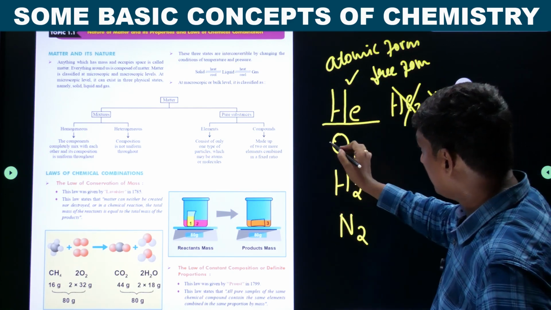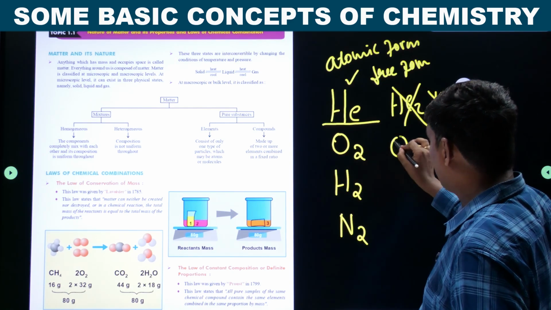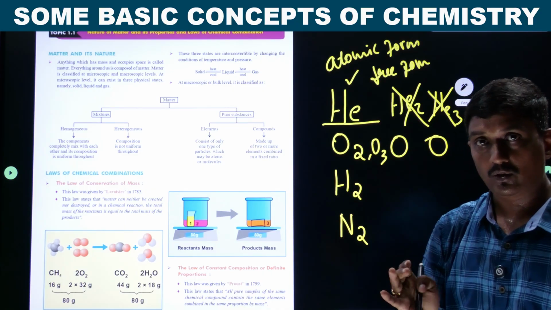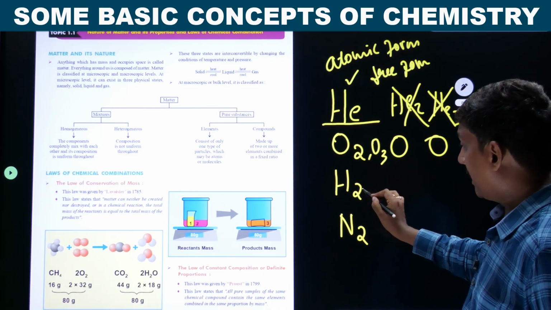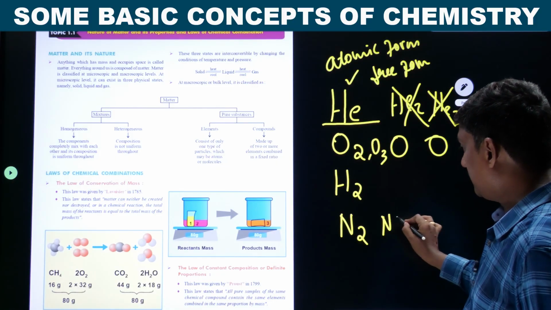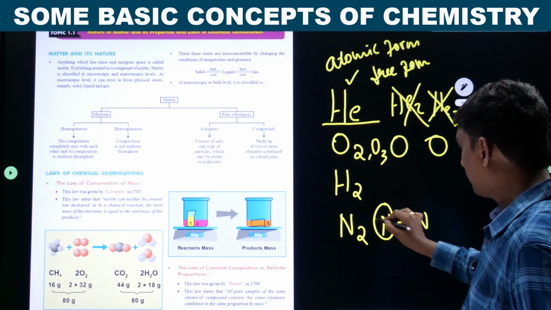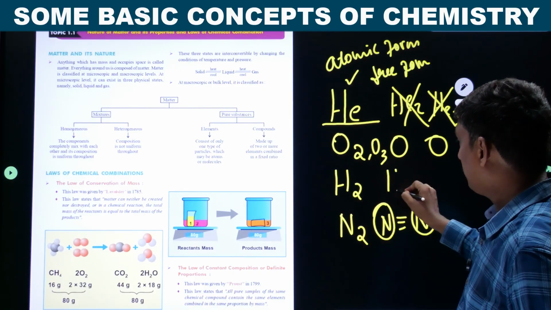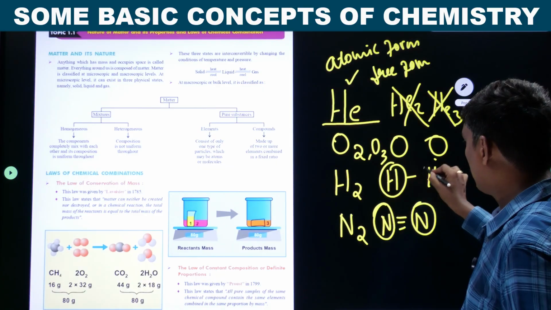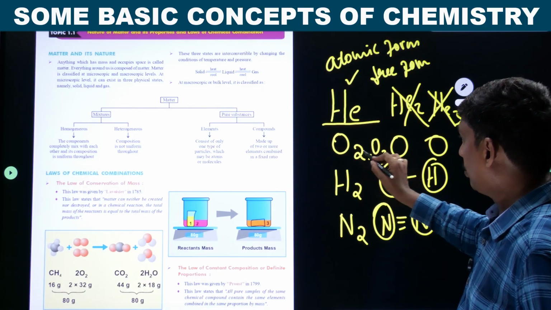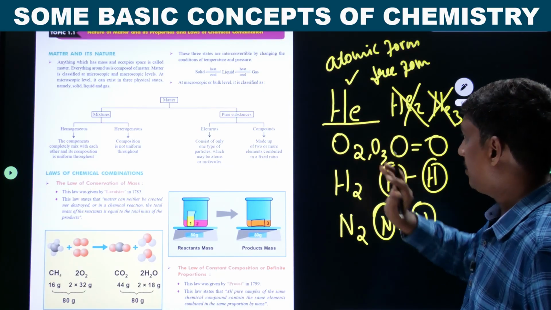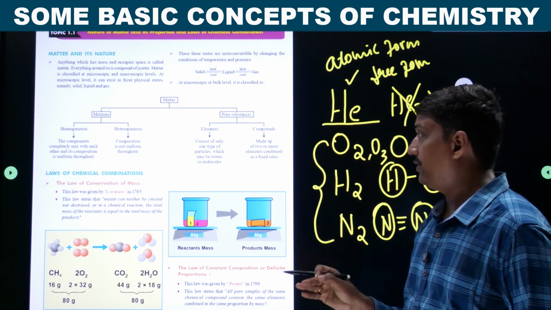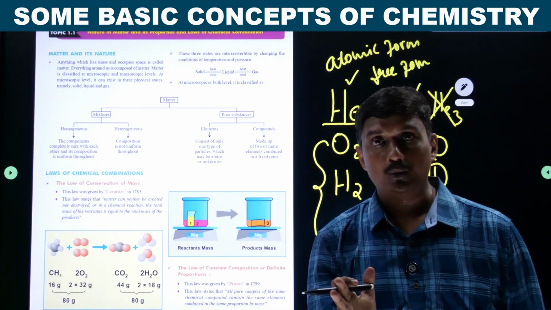But oxygen is also an element. It does not exist as O. It is in the form of O2 or O3. This is called combined state. Nitrogen exists in the form of N2. Two atoms of nitrogen combine to give N2. Two atoms of hydrogen combine to give H2. Two atoms of oxygen combine to give O2. So here these elements exist in the form of a molecule.